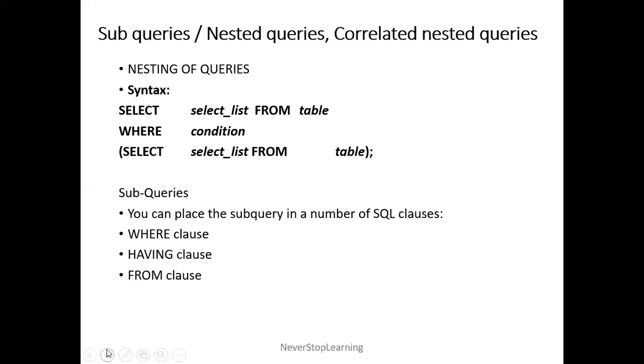Whenever I'm writing a query inside a query, it's nesting of query. A complete select query is called a nested query if we are specifying a query in the where clause of another query. So if you can see here, this select list from table where is my outer query, and inside where again I'm specifying a complete query. This is my inner query, and altogether this will be known as nesting of queries.